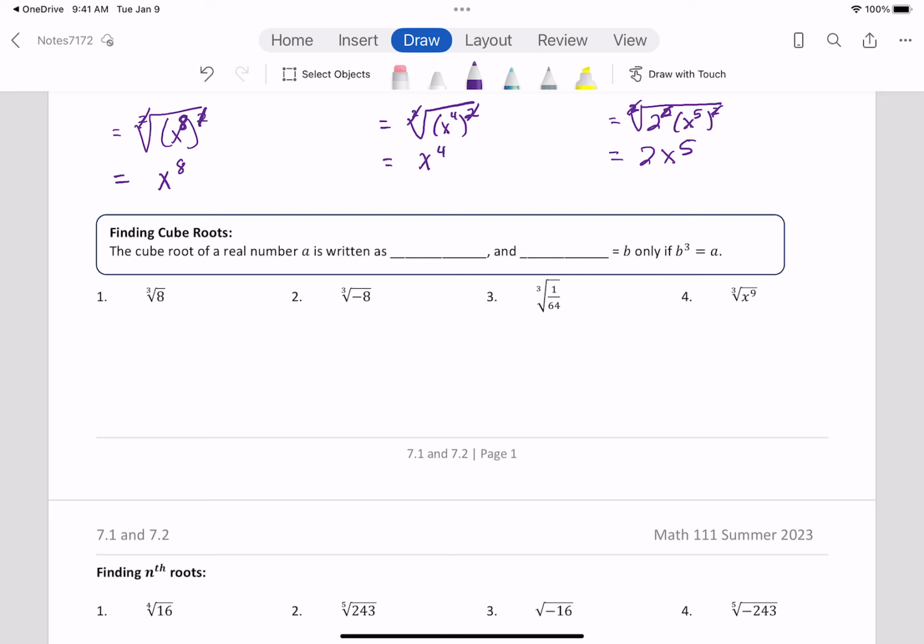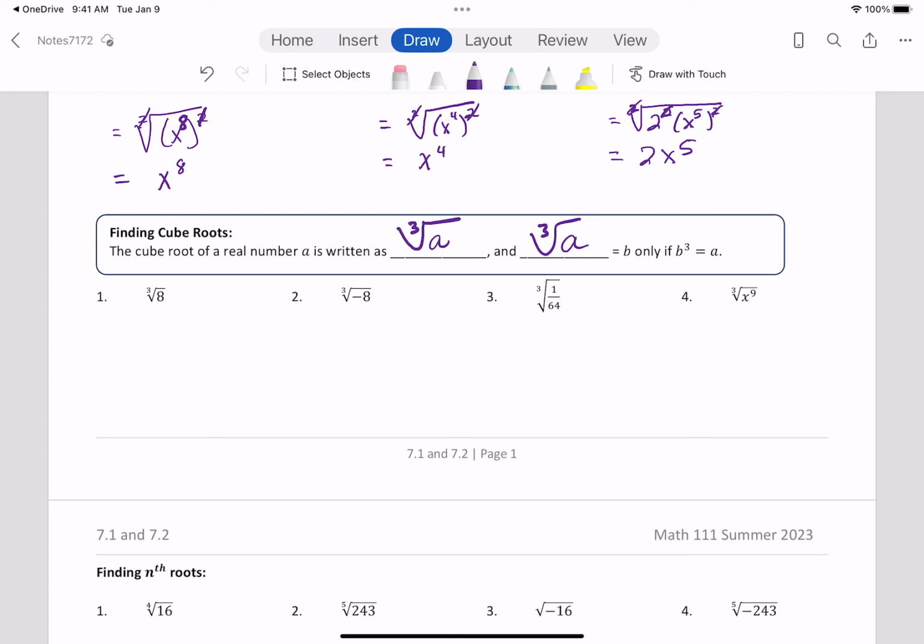Alright, for finding cube roots, the cube root of a real number a is written as, now my index is going to be a 3, so it's cube root of a. And the cube root of a is equal to b when b to the 3rd is equal to a. That just says the same thing we were talking about with the square roots, that a square root means it was something times itself or something squared. So a cube root is something times itself 3 times or something cubed.